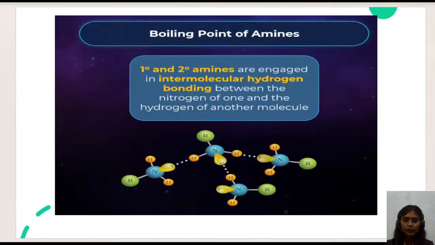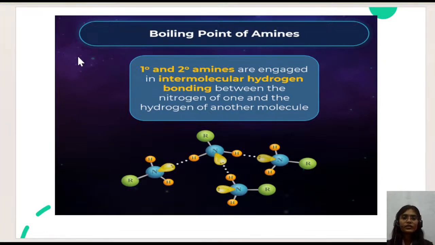Second point, boiling point. I guess the third property is the boiling point. So how about the boiling point? It is a very simple thing again: the more the hydrogen bonding, the higher the boiling point. And you already know that the more the branching, the lesser the boiling point. So for a straight chain, the more the surface area, the higher the boiling point.